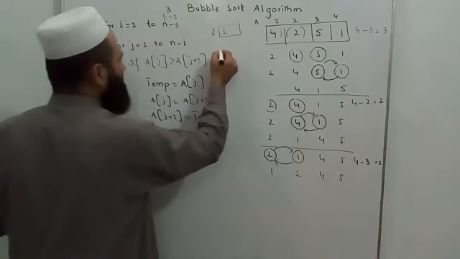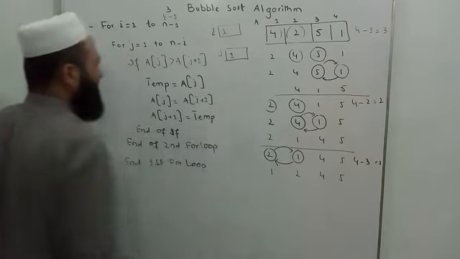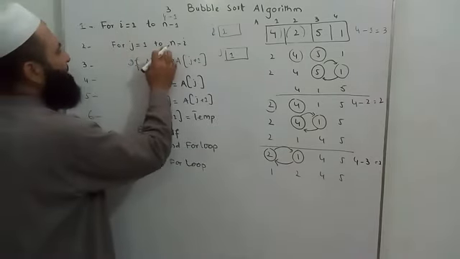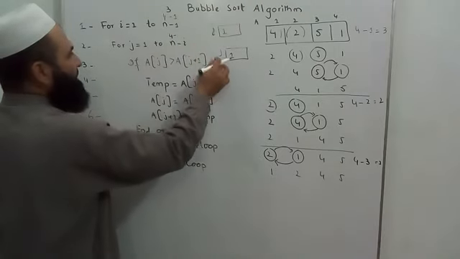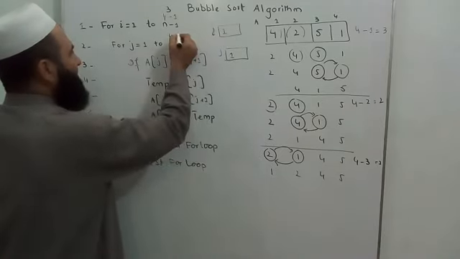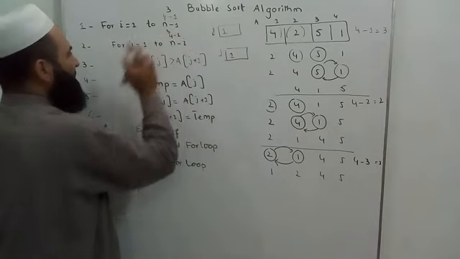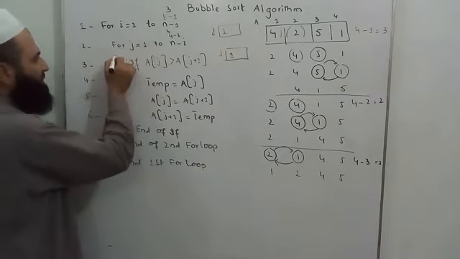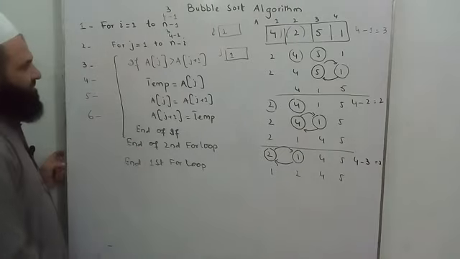Now when the control comes to the second for loop, j is initialized to 1 as well, and it will be executed up to n minus I. The value of n is 4, the value of I is 1, so 4 minus 1, so this will be executed from 1 up to 3. Because the condition is true, the second for loop will be executed. This is the body of the second for loop.